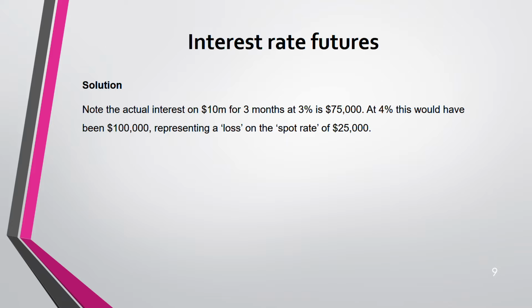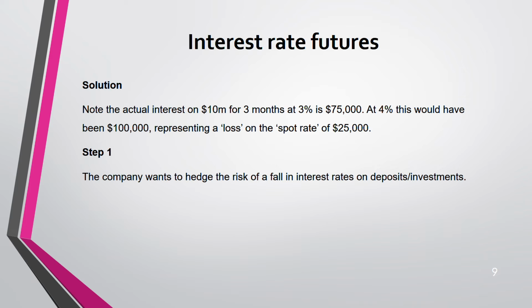So just take 3 months of 10 million. That means 3 divided by 12 into 10 million into 3%. That will give you 75,000. Same do it with 4%. At 4% it will be 100,000. So can you understand what is that loss? You are losing 25,000. If it was 4%, you were gaining 100,000. Now because interest rate fell down to 3%, you are only getting 75,000. Difference is the loss. Step 1. Okay. That is the solution.